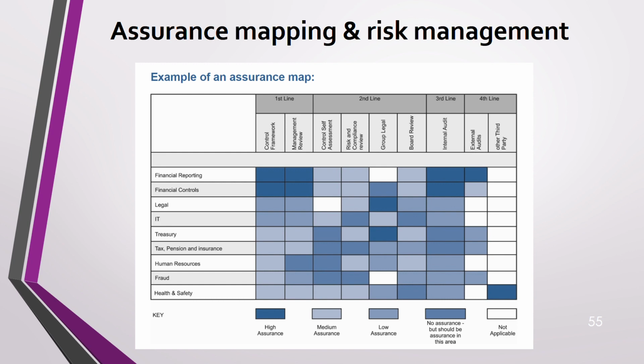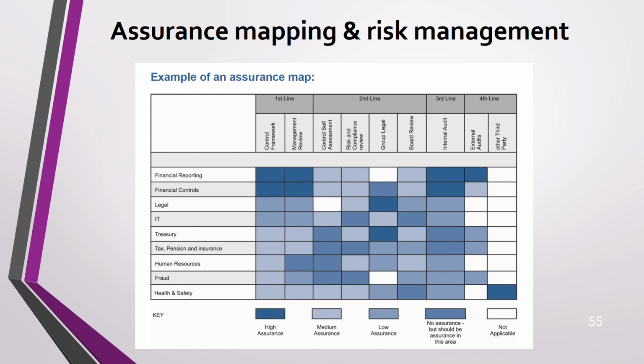Take some time to go through this. It's very small, I know it's a little bit difficult to read, but yeah. As you can see on your left hand side, financial reporting, they are giving assurance whether financial reporting is assured or not. Legal, IT, treasury, financial control, human resource, fraud, health and safety, tax and pension. Assurance has been given by colored boxes. What are these colored boxes? Let us see. Very dark blue is high assurance and white is not applicable, and in between it keeps on reducing: high, medium, low, things like that. So through the color you will be able to identify no assurance, high assurance, medium assurance, low assurance.